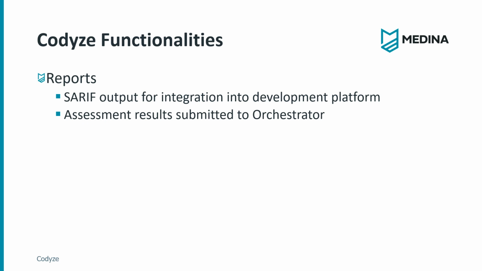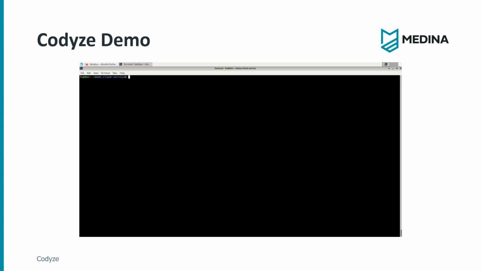Codyze also integrates the provenance results in the same SARIF report. This SARIF report can be integrated into the development platforms to highlight violations to developers or automatically open issues in an issue tracker. Moreover, the results from Codyze are also submitted to the orchestrator as assessment results for further processing and tracking of compliance. In this demo, we are going to analyze a demo cloud service.